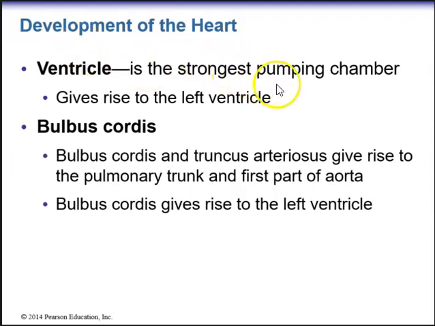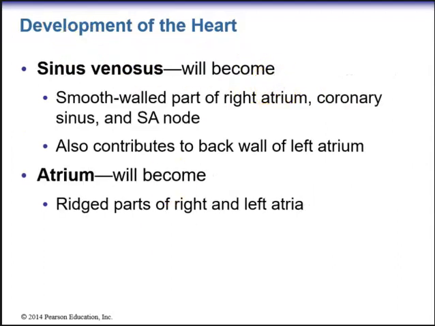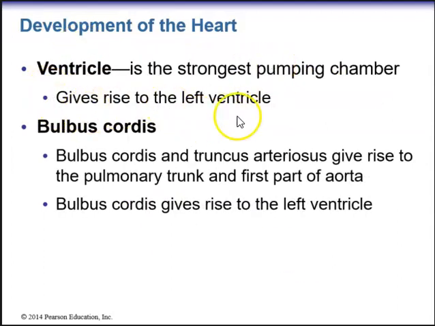The ventricle is the strongest pumping chamber and will give rise to the left ventricle, whereas the bulbus cordis and the truncus arteriosus will give rise to the pulmonary trunk and the first part of the aorta. Bulbus cordis also gives rise to the left ventricle along with the ventricle.